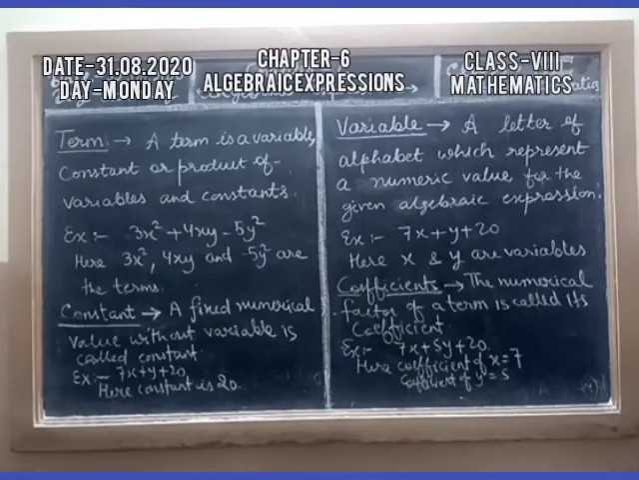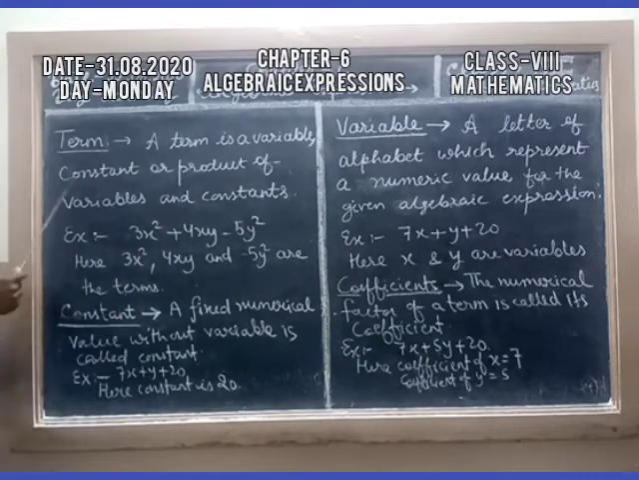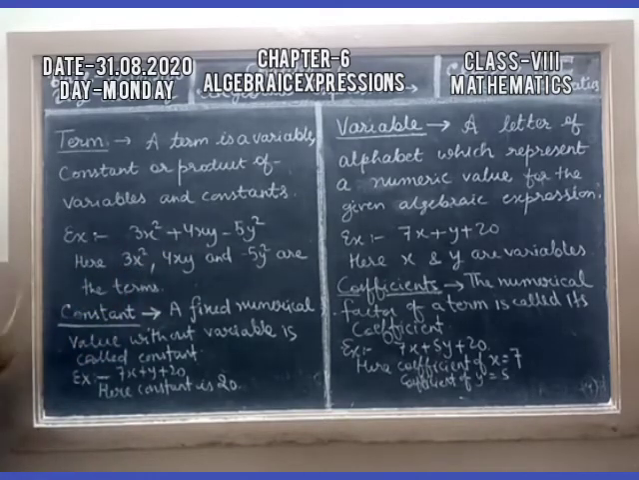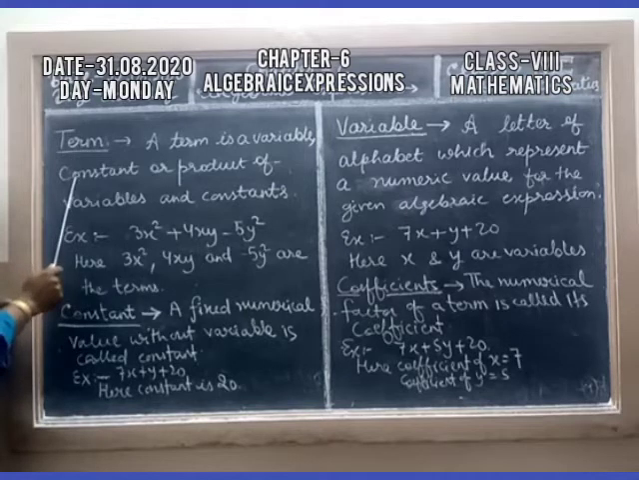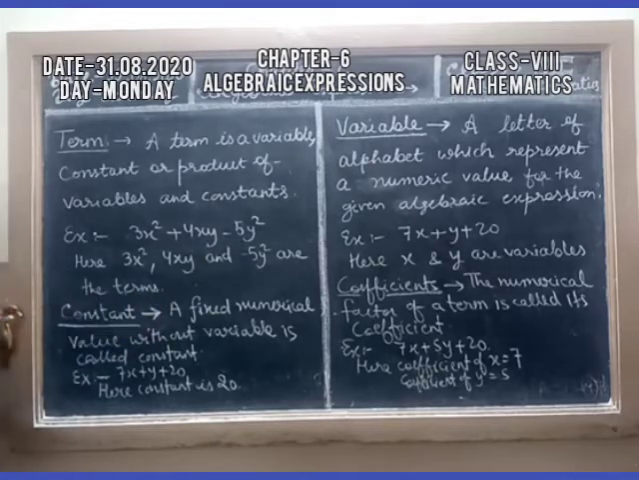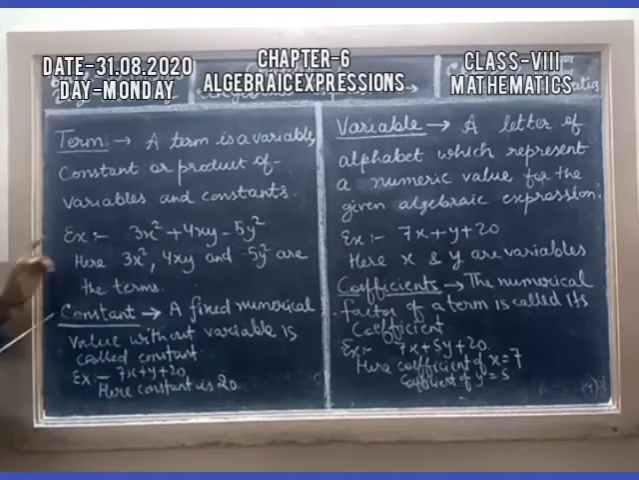Now students, term. A term is a variable, constant or product of variables and constants. Example: 3x square plus 4xy minus 5y square. Here 3x square, 4xy and minus 5y square are the terms. So there are three terms, so it is a trinomial.